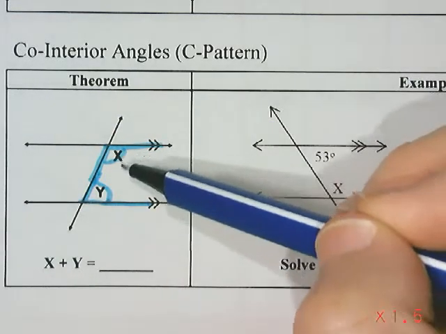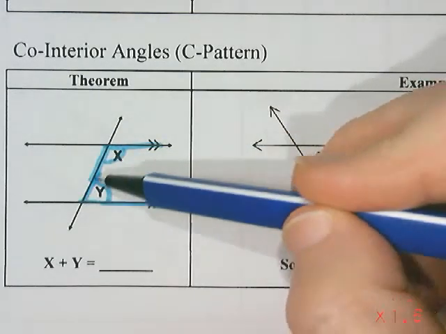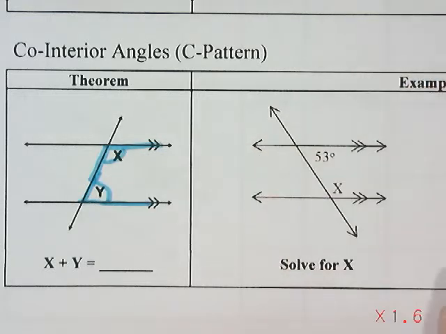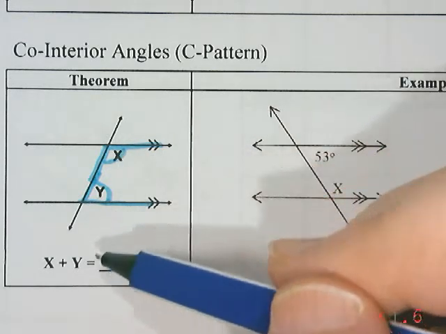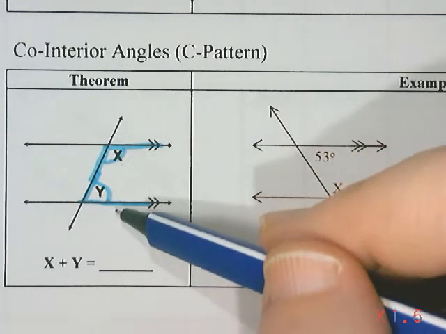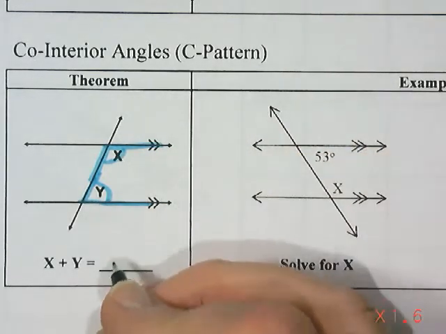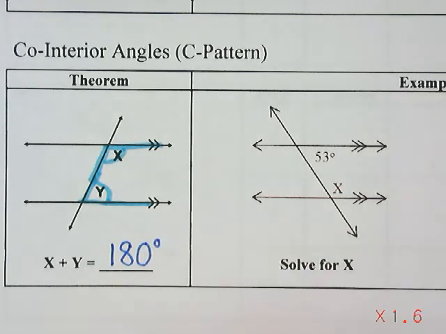Now, these two angles to me do not look like they're the same. Y is an acute angle, X is an obtuse angle, so they are not the same measurement, but they do still have something in common. They're not equal, but they do add to a number. And if I were to take X and Y and put them side by side, you would see that they make a straight line, which means they add to 180 degrees. So C pattern or co-interior angles add to 180 degrees.